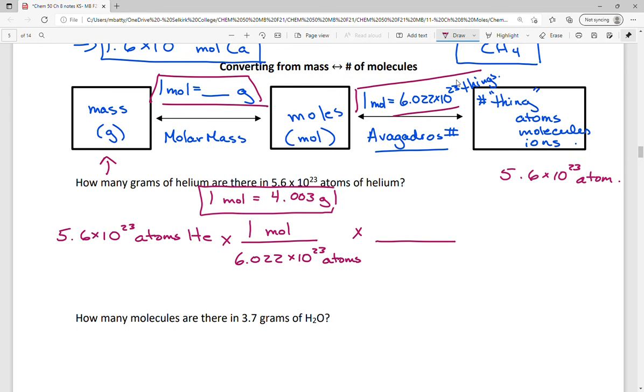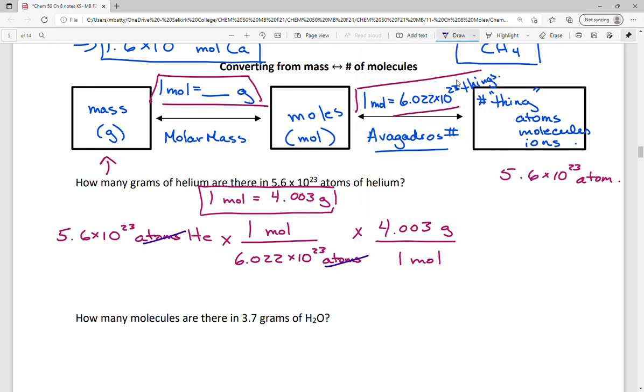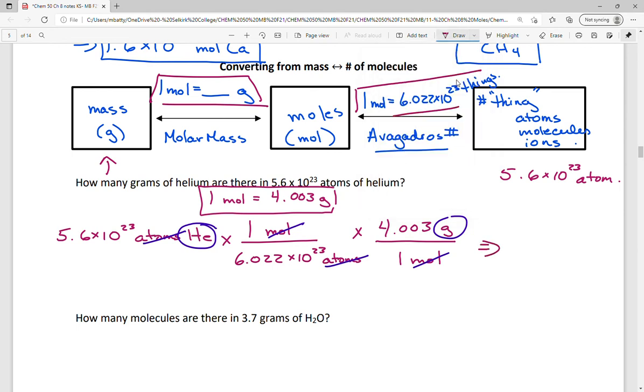So arranging this, we're going to grams: 4.003 grams on the top and 1 mole on the bottom. Always with dimensional analysis, you can double check your work. Things should cancel out and you'd be left with grams of helium. That's why dimensional analysis was introduced as a problem-solving strategy. It really does allow you to roadmap this out if you understand how things are working. On my calculator, if it's on the top, I multiply by, if it's on the bottom, I divide, and I get 3.6 grams of helium.